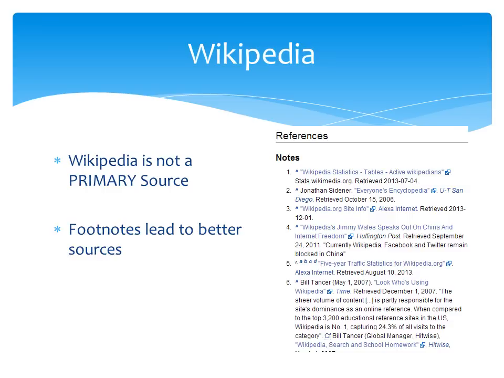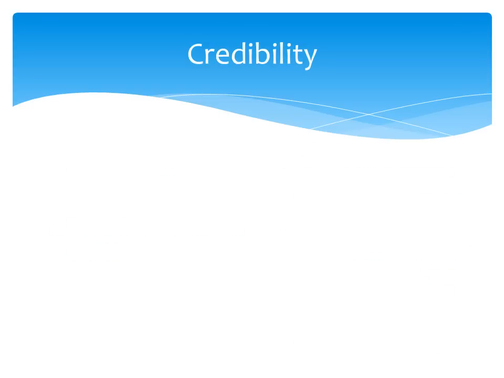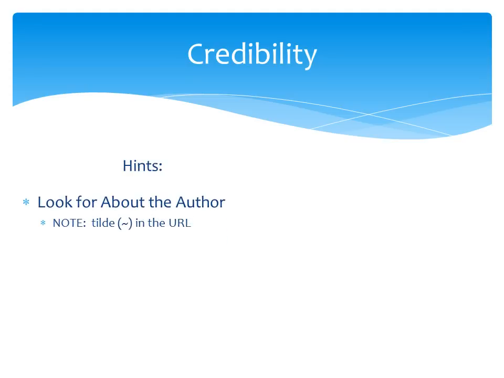Let's look at some final hints for determining website credibility. Look for information about the author. Is this person qualified to write about the information that you're looking at? What are their credentials? Note, if there's a tilde mark in the URL, this often indicates that it's a personal page. Even if it's linked to an institution that may be credible, the information on that page is personal and may not reflect the views of that institution.